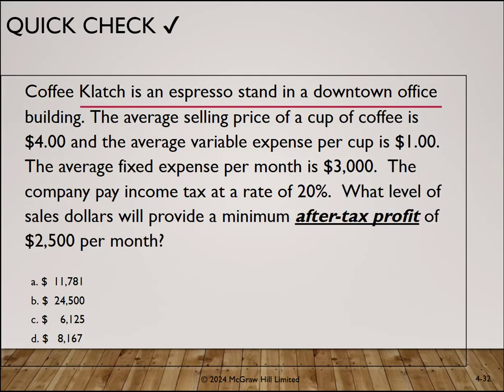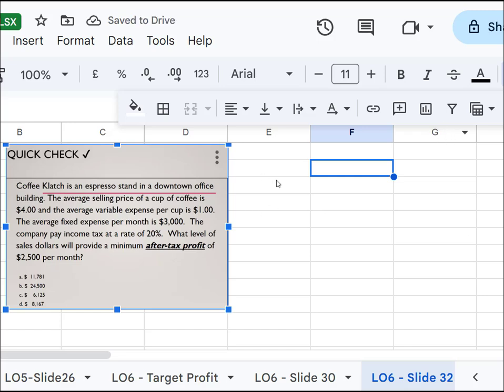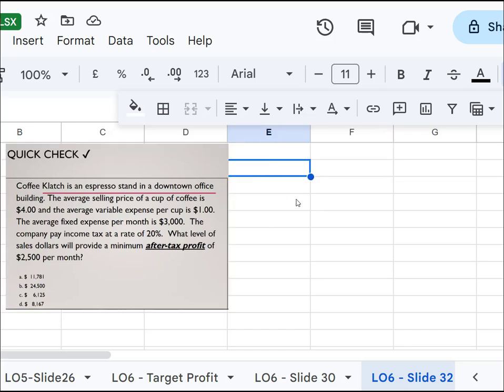So feel free to give this a go. Ooh, we're looking at after tax. What are we going to do with taxes? Alrighty. Give this a pause and we'll walk through the next Google Sheet. All right, so the tricky thing here is just understanding what we have as far as after-tax profit. So before we do that, let's figure out what the before-tax profit would be.